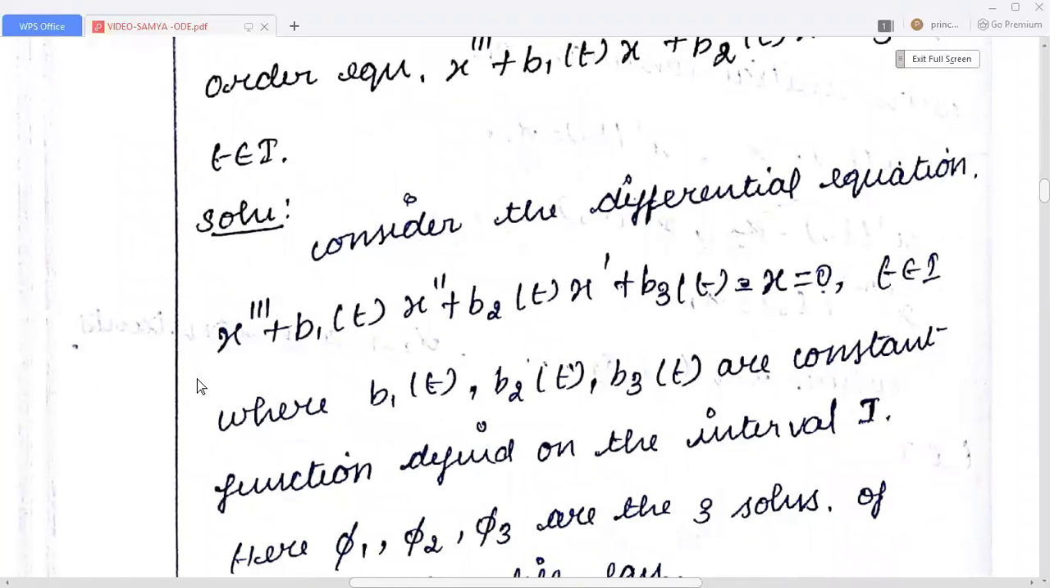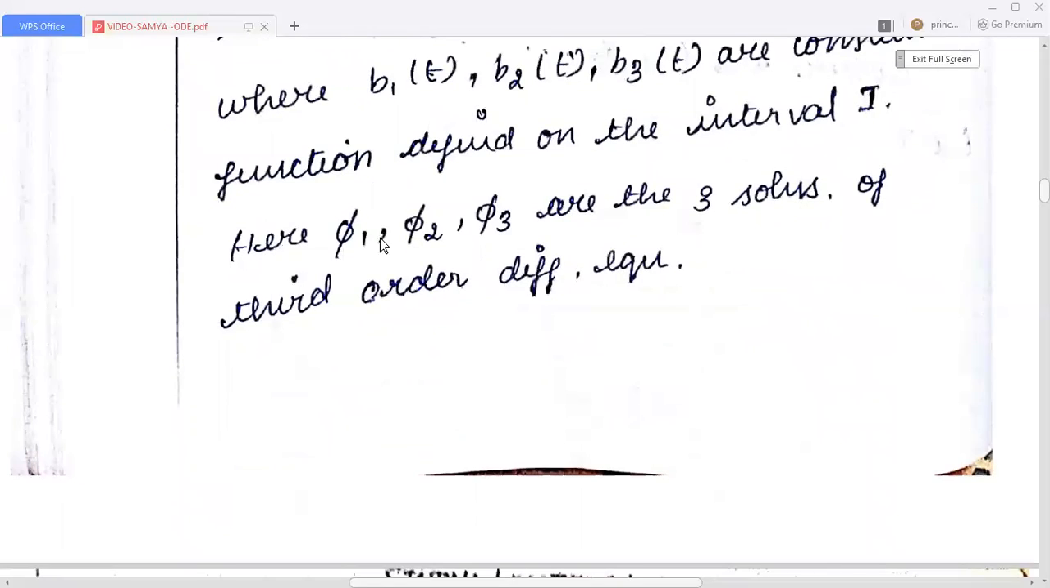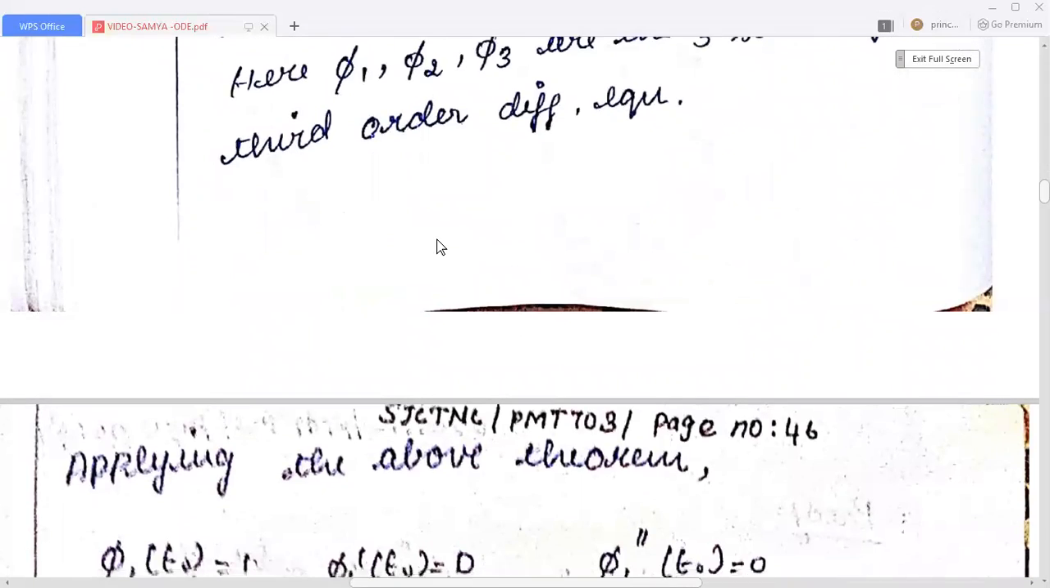Consider the differential equation x triple dash plus b1 of t into x double dash plus b2 of t into x dash plus b3 of t into x equal to 0, where t is a point in the interval I, where b1 of t, b2 of t, b3 of t are constant functions defined on the interval I. Here phi 1, phi 2, phi 3 are 3 solutions of the third order differential equation.